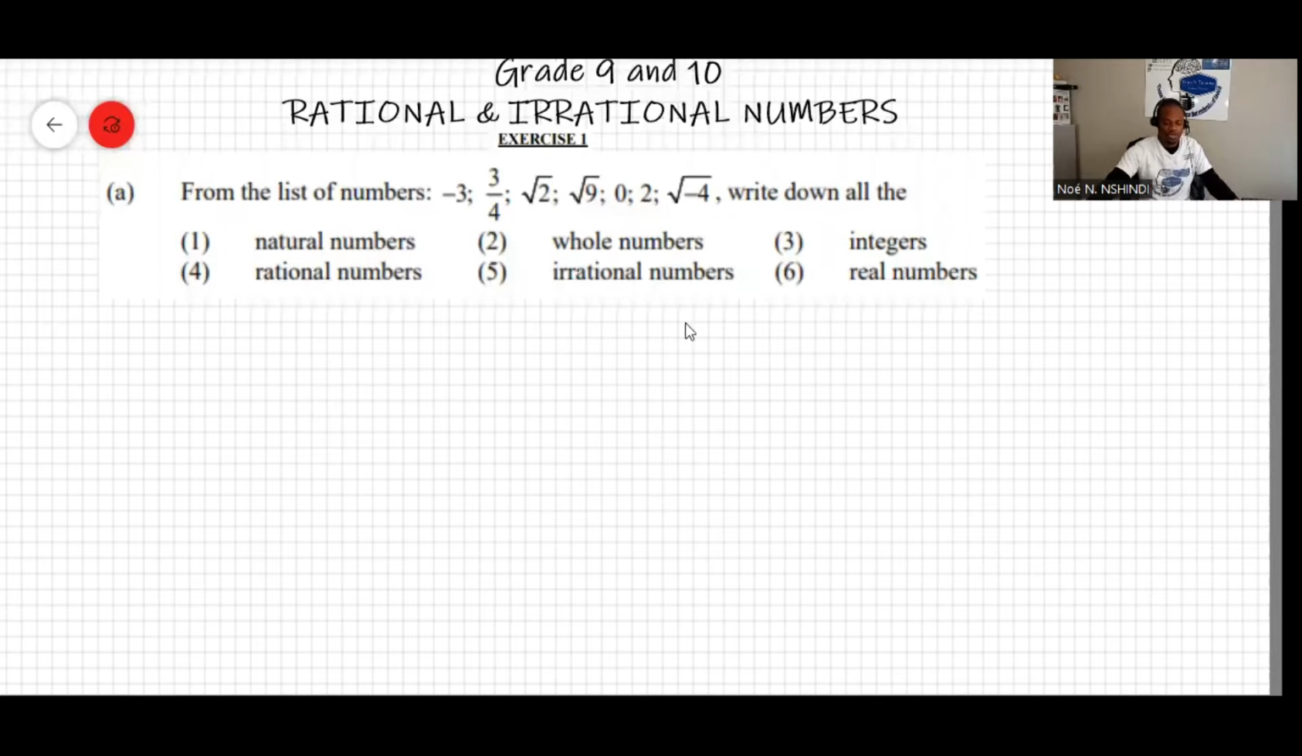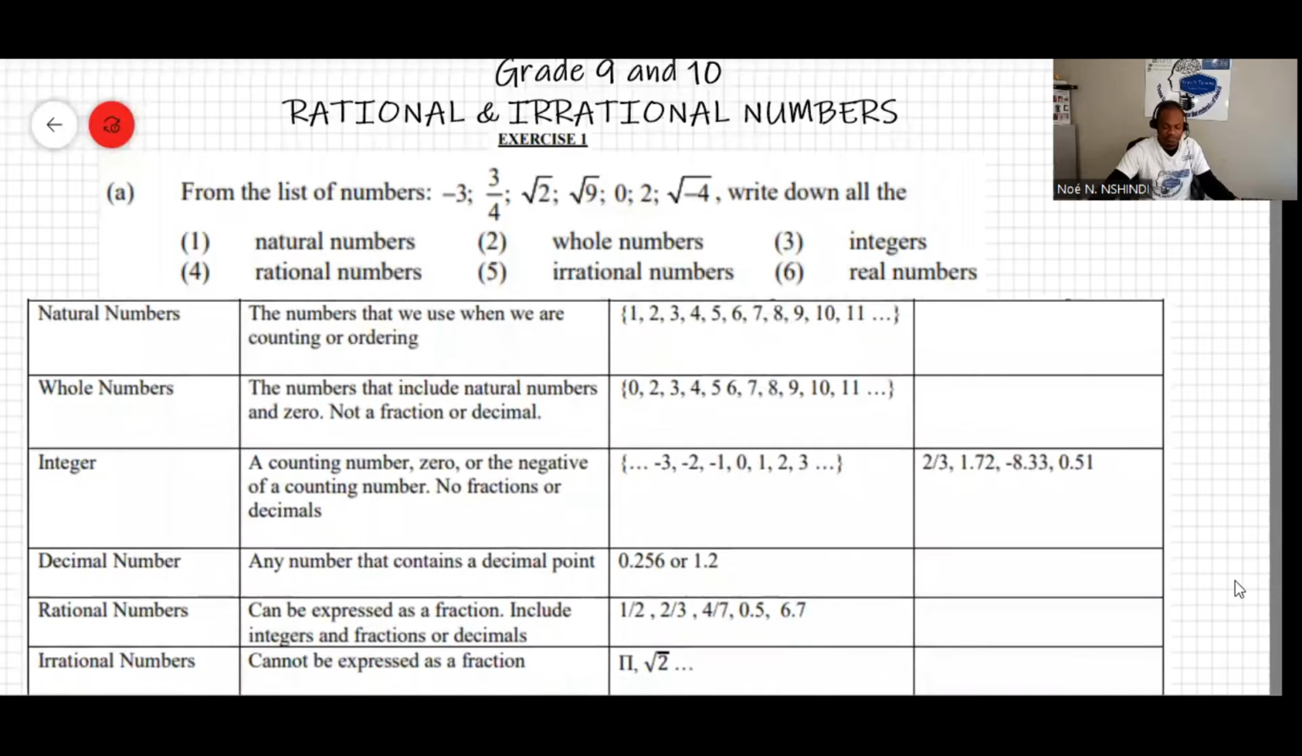Well, now we're going to do rational and irrational numbers. Exercise 1, question A says, from the list of these numbers, write down the natural numbers, whole numbers, integers, rational numbers, irrational numbers, and real numbers. Now let's first start by defining what those sets of numbers are. Here's a definition.